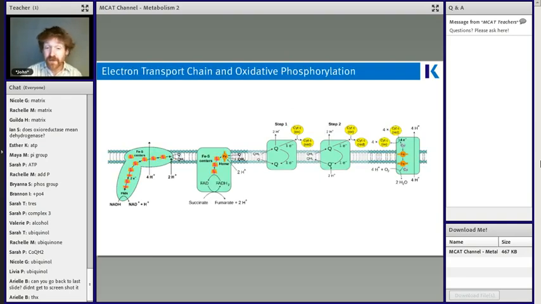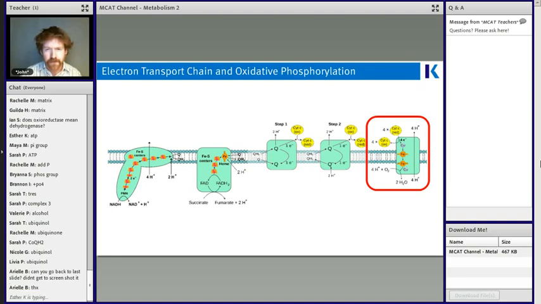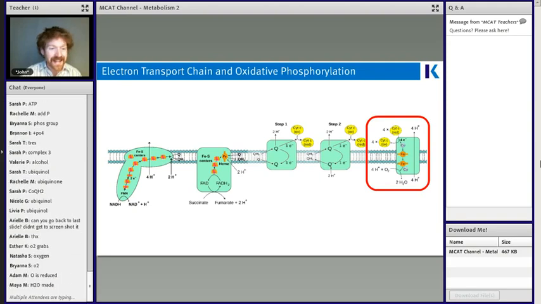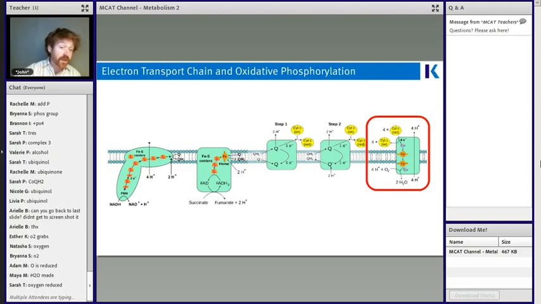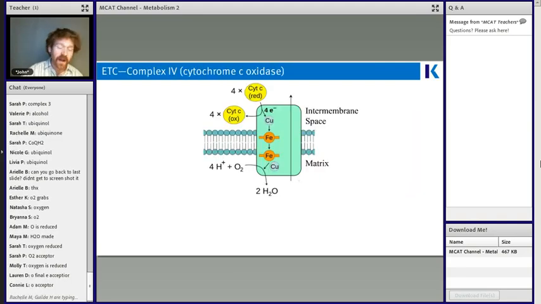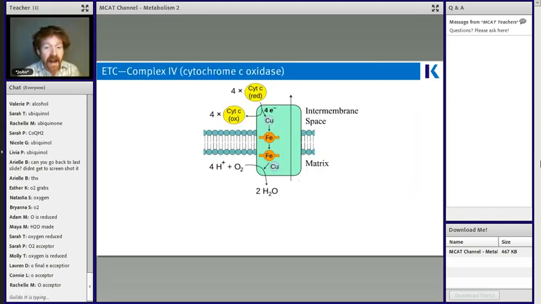All right, so that's the first three complexes. Complex 4 now, very last step here. What's the final thing that happens here in the electron transport chain? Nice, exactly. So oxygen is the acceptor, thus producing water. Exactly true, you got it. Okay, so oxygen is the final acceptor, and as you can see, oxygen effectively does become water. So exactly true.